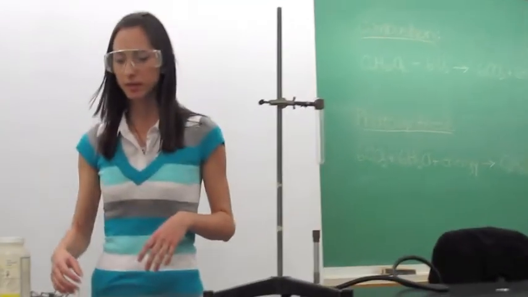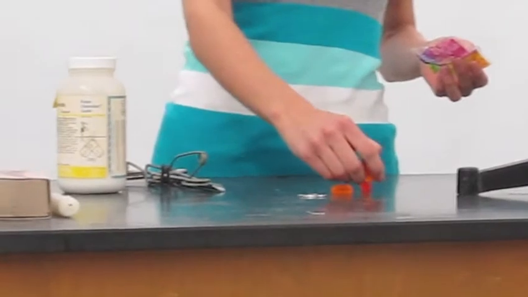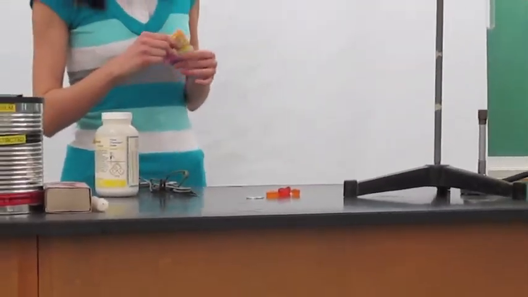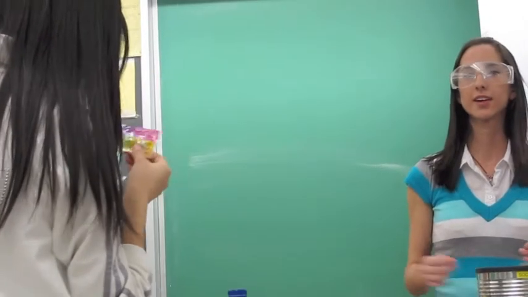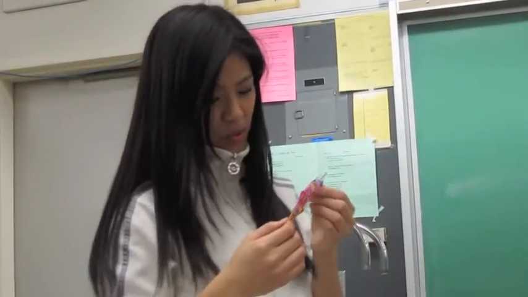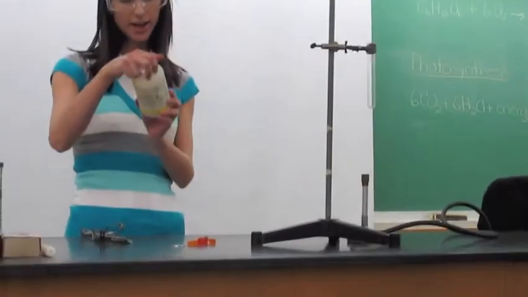What I have here are some gummy candies. We're going to use them. You don't want to eat these. They've been touched on the lab bench. Can I get Katie? Can you tell me what the first ingredient of the gummy candies is? Glucose syrup. Glucose. Good. So we have our glucose molecule, C6H12O6. Thank you, Katie, you can go sit down.